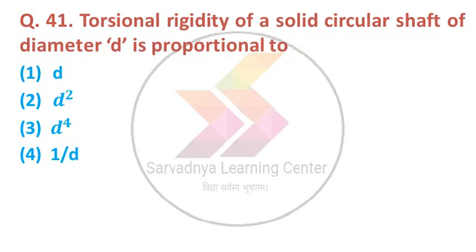Next question. Torsional rigidity of solid circular shaft of diameter d is proportional to option 1 d, option 2 d square, 3 d raised to 4, option 4 1 upon d. The correct answer is option number 3, d raised to 4.